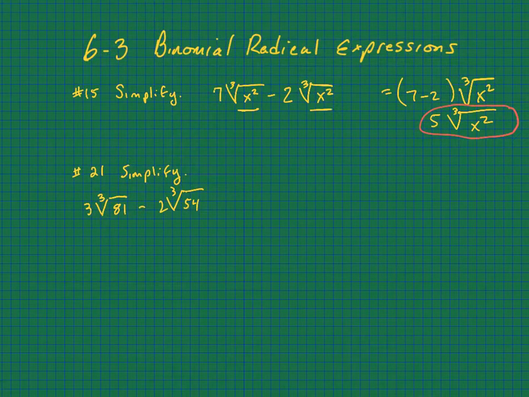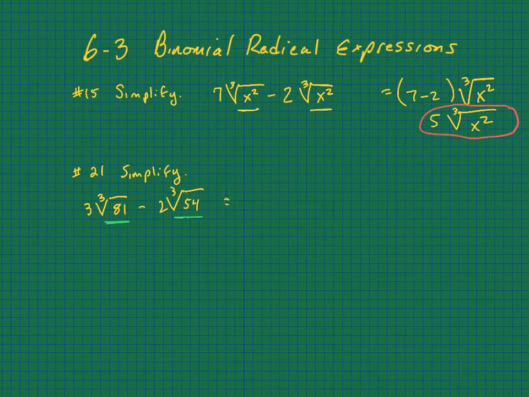All right, looking at number 21, when we go to combine these to simplify, we do not have like radicals right now. We have the cubed root of 81 and we have the cubed root of 54. But we know that both 81 and 54 are composite numbers. So since they're composite, we want to go ahead and break these radicals down to their prime factors and see what we can do from there. And when we're breaking it down, we want to be intentional. Since we're looking for cubed roots, we want to look for cube factors.